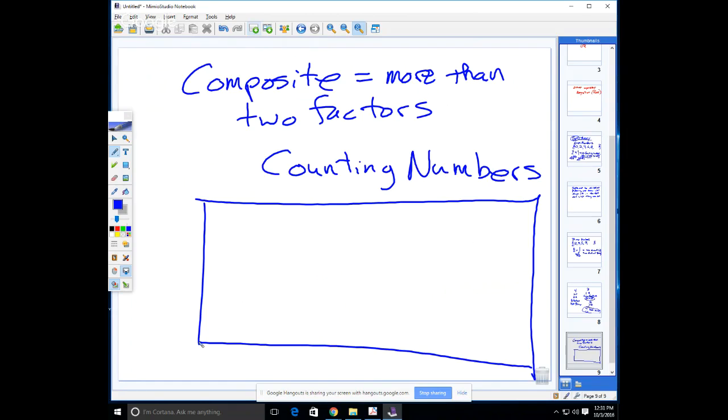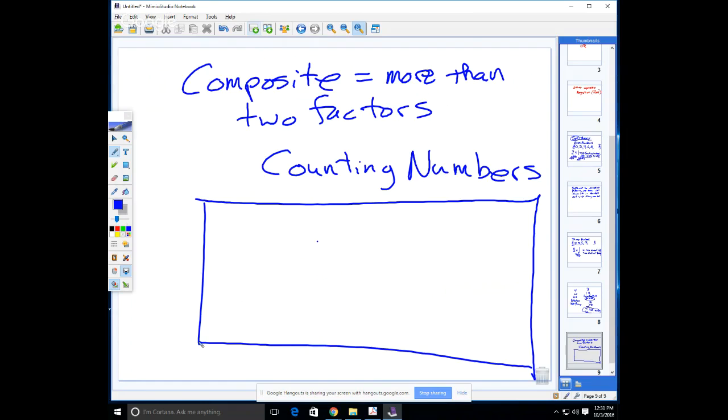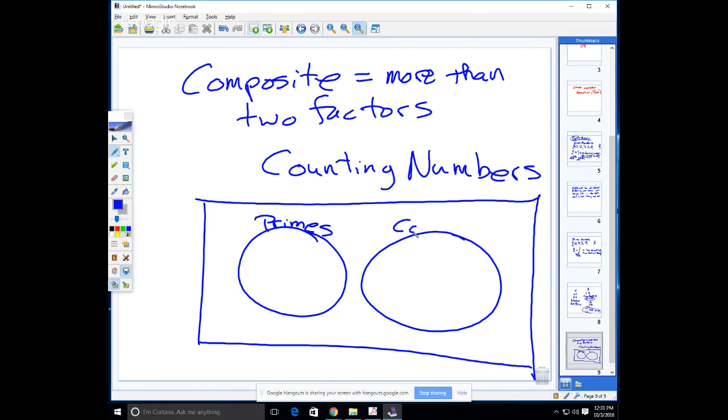Can a number be both prime and composite? No, right? Because you can have two factors or you can have more than two factors, but you can't have two factors and more than two factors at the same time. Just doesn't work, right? So I could say there's a group of numbers inside the counting numbers. They're called the primes. And there's another group of numbers inside the counting numbers. They're called the composites.